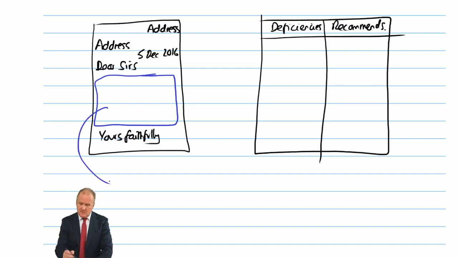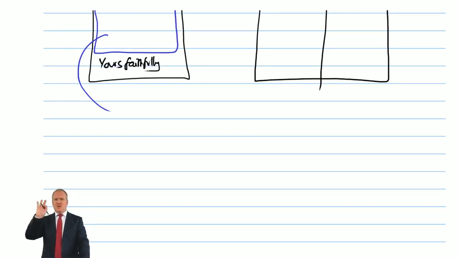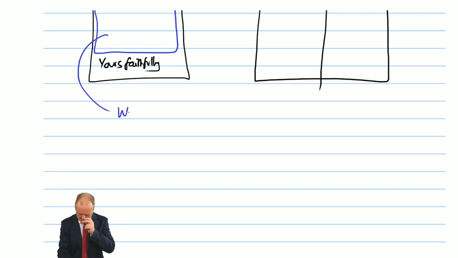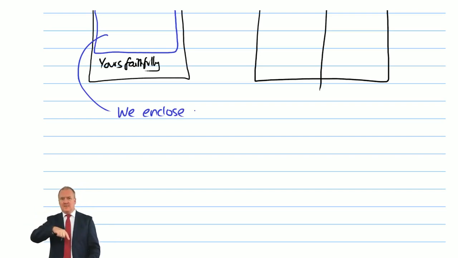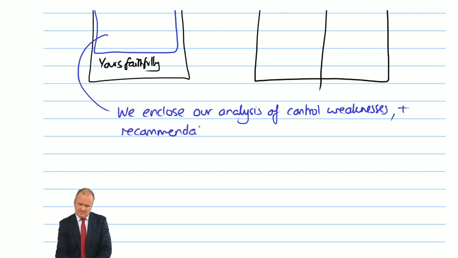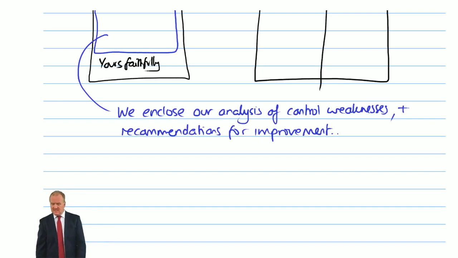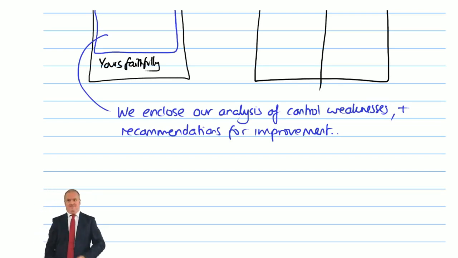And then the question is, what's going to go in the content? And the content needs to say the following 3 things. The whole point of a covering letter is to explain what you are including in this letter. So we enclose our analysis of control weaknesses and recommendations for improvement. So as with any covering letter, first thing to do is explain what is under the cover. What are you sending?